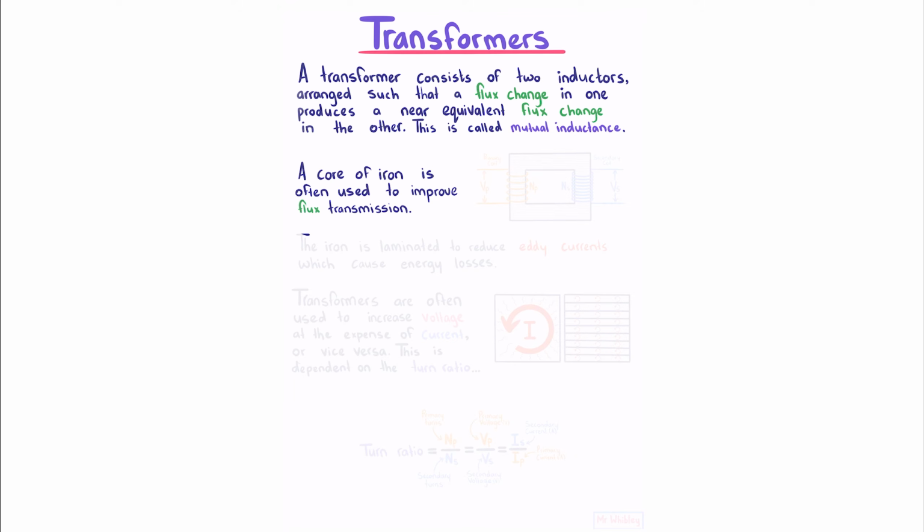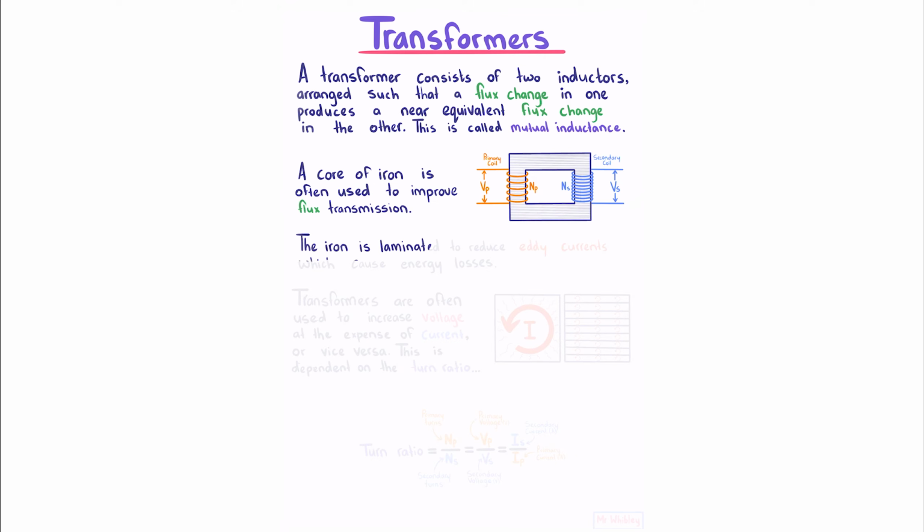So if we have our primary coil and our secondary coil, and the amount of loops in our primary coil is NP, and for our secondary coil it's NS, a core of iron is used to connect them in the same way that we might add a core to an inductor. This allows the magnetic flux to better move from one to the other.